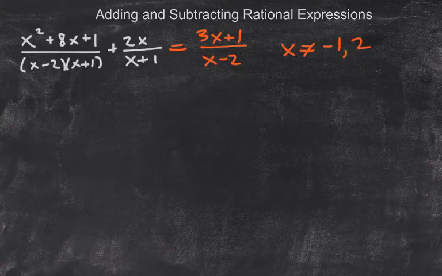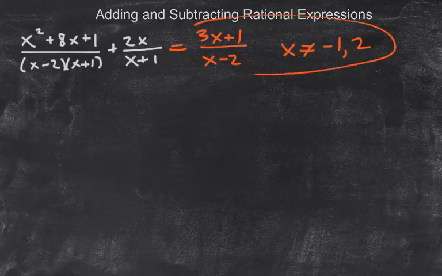So we were correct in saying that x squared plus 8x plus 1 over x minus 2 times x plus 1, plus 2x over x plus 1, is equivalent to 3x plus 1 over x minus 2, except when x is equal to negative 1 or 2. So we've got a simplified expression. For every x value, they have the same value, except for negative 1 and positive 2.